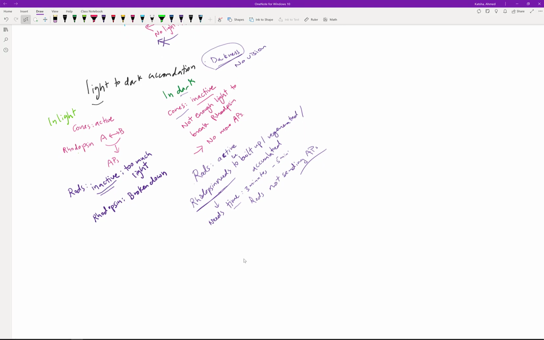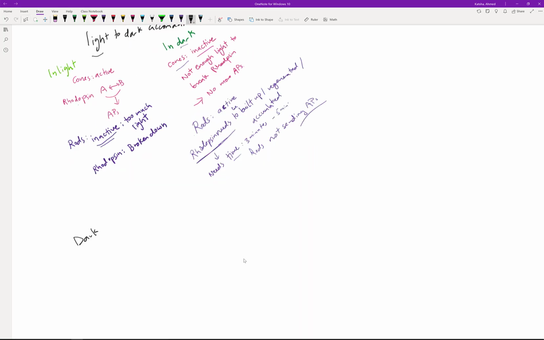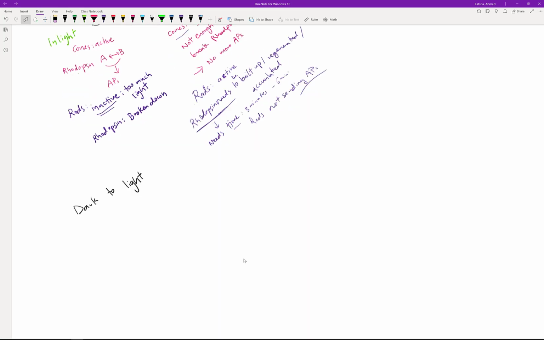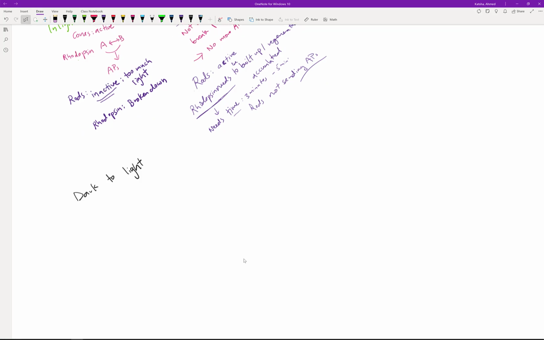Now let's talk about the other way, dark to light. Again, let's talk about what happens in cones and in rods. In dark, let's start with the rods. Rods are active, which means they are inducing action potentials. Rhodopsin in the rod is switching between A and B, no problem. So it gets broken and reaccumulates, and therefore we will get action potential.